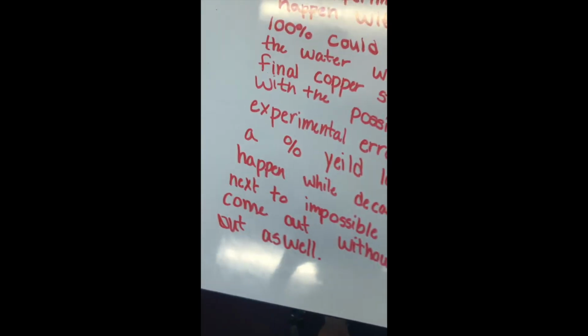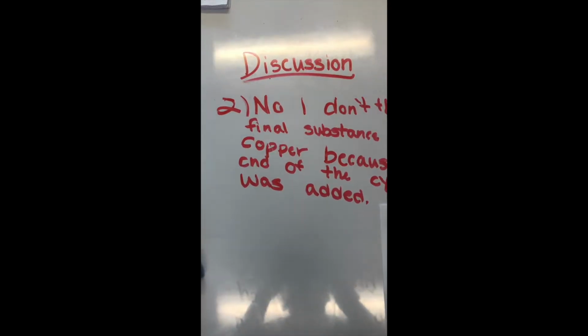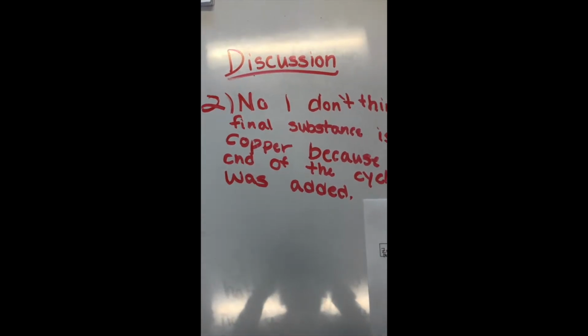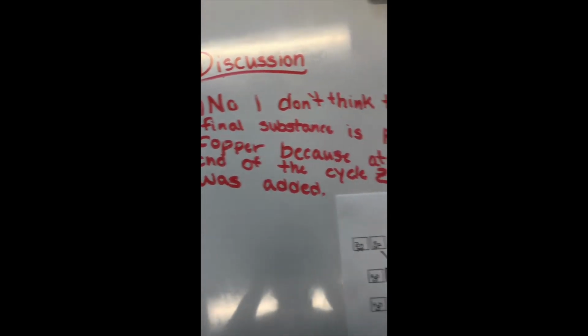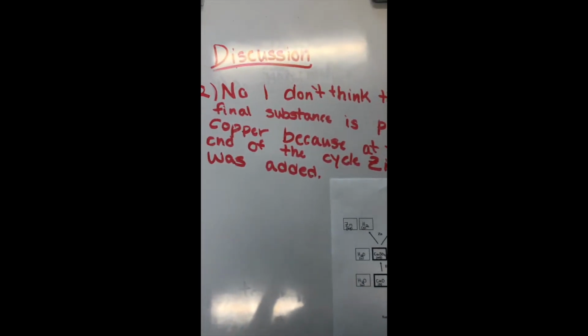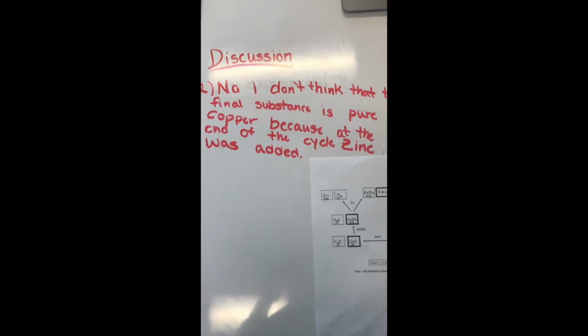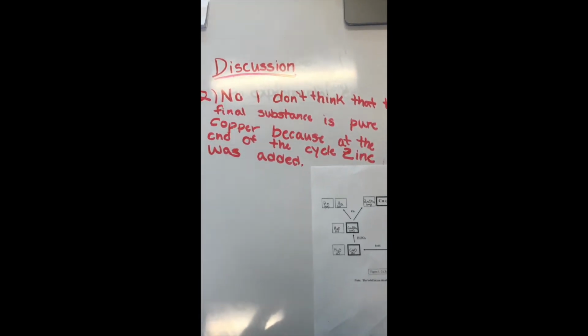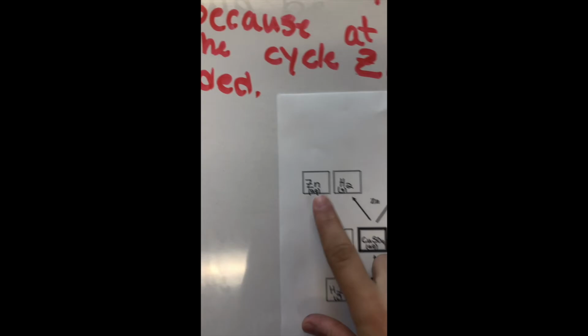liquid out. It is next to impossible for all of the liquid to come out without some of the particles coming out as well. For discussion question number 2, no, I do not think that the final substance is pure copper because at the end of the cycle, zinc was added, as shown right here and here.